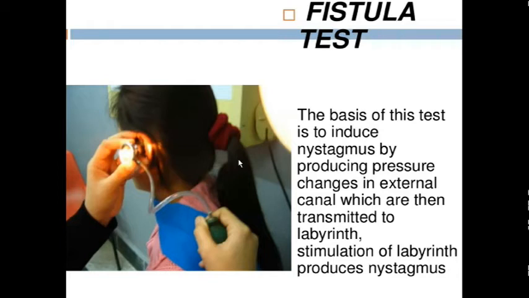This pressure change will be transmitted to the bony labyrinth and the patient will complain of vertigo. So this is a simple test to see whether there is any fistula. What is a fistula? An opening in the bony labyrinth.